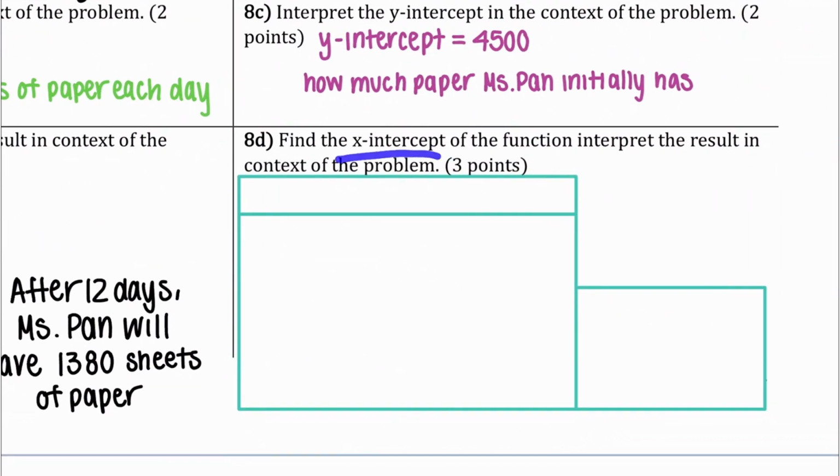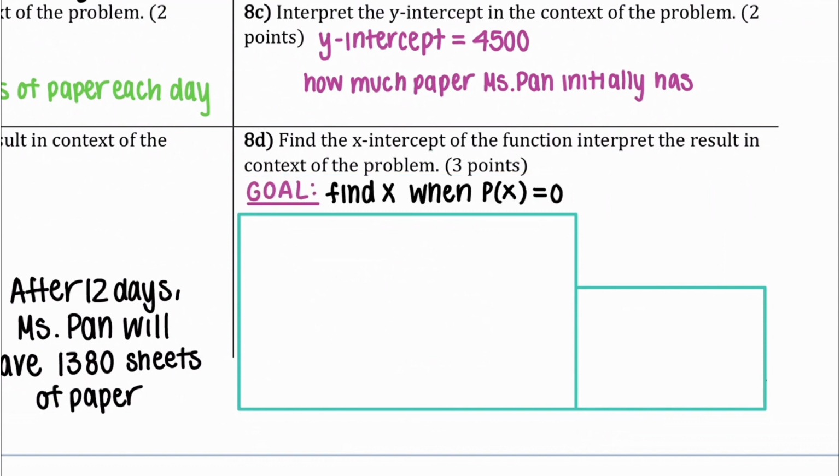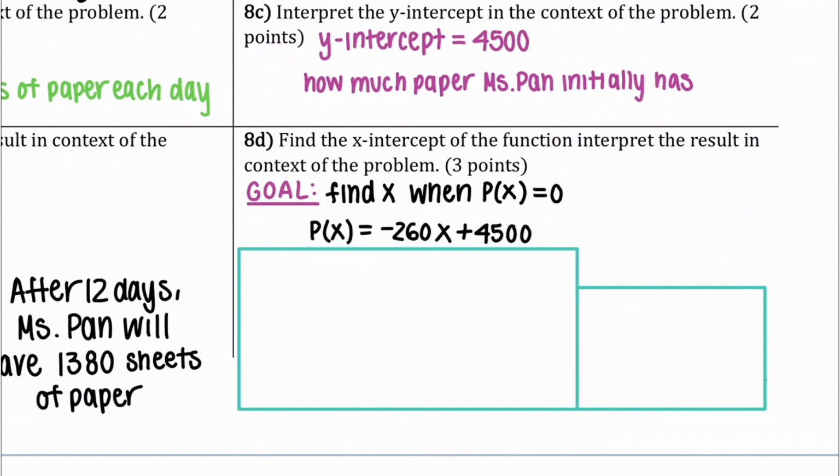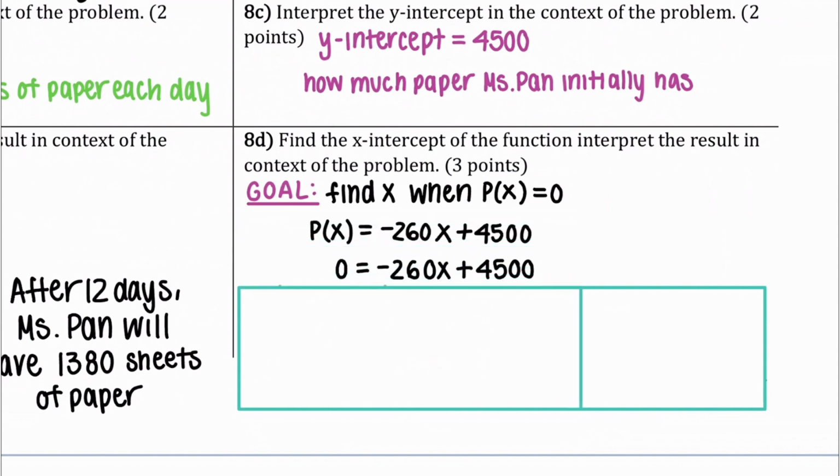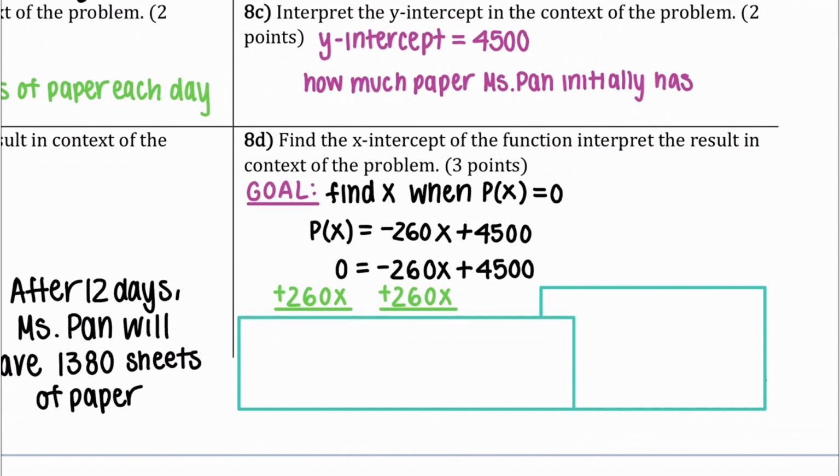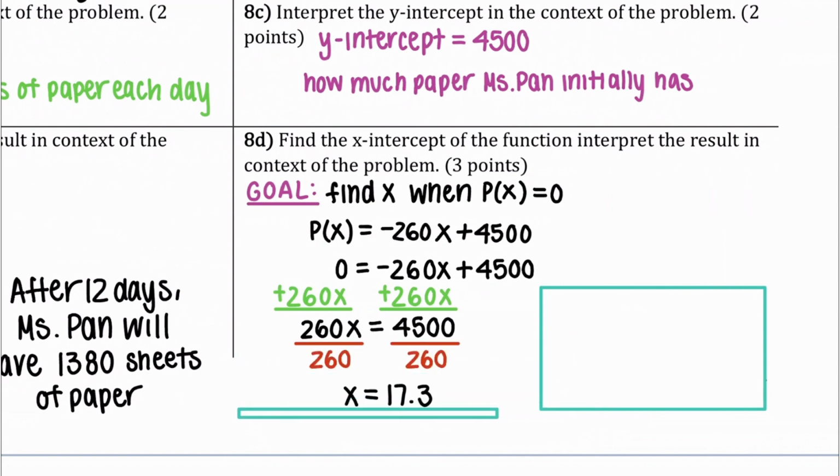Let's look at 8D. Find the x-intercept of this function and interpret the result in the context of the problem. So x-intercept by definition is when y is equal to 0, or in this case when p of x is equal to 0. So taking our equation now, we're going to set the entirety of p of x equal to 0 because our goal is to find the value of x, the x-intercept. So to do that, we can add 260x on both sides in case you don't like dealing with negatives. And then that gives us x is equal to 17.3.